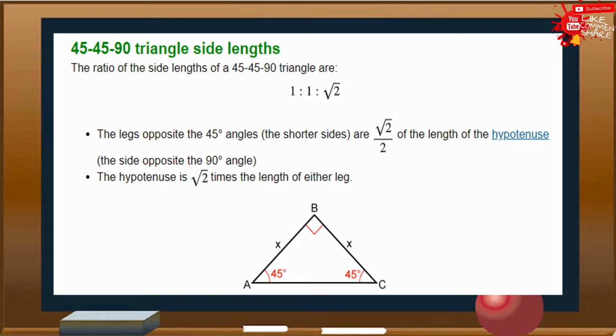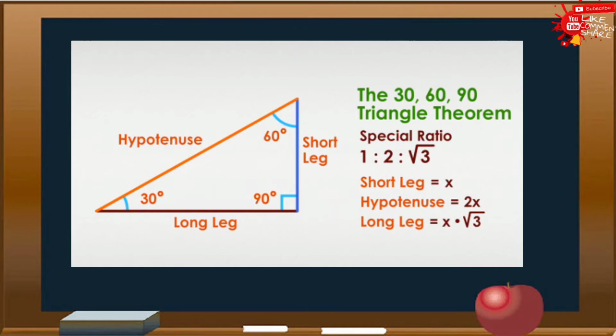So, papakita lang din natin dito, mamaya ang gagawin natin sa part 2, ang 45, 45, 90 degree triangle side lengths. Okay? Kasama rin ang 30, 60, 90 degree with the side ratio 1 : 2 : square root of 3, where the short leg is x, the hypotenuse is twice the short leg, and the long leg is the short leg times the square root of 3.